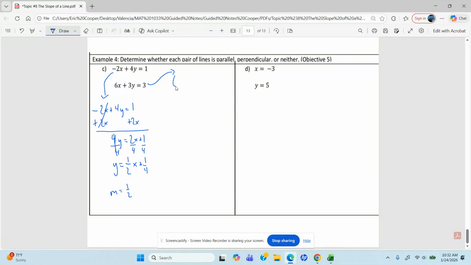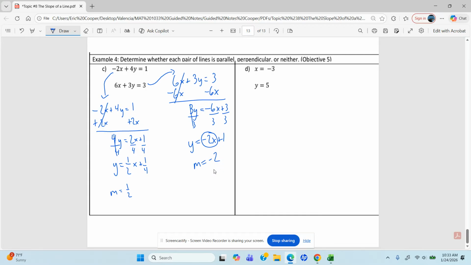Let's go ahead and do the same for this line here. Let's solve it for y. In order to get y by itself, I have to subtract 6x to the other side. 3y is equal to negative 6x plus 3. I'm going to divide everything by 3. And I get y is equal to negative 6 divided by 3 is negative 2. And 3 divided by 3 is 1. So I notice here that the slope is negative 2.